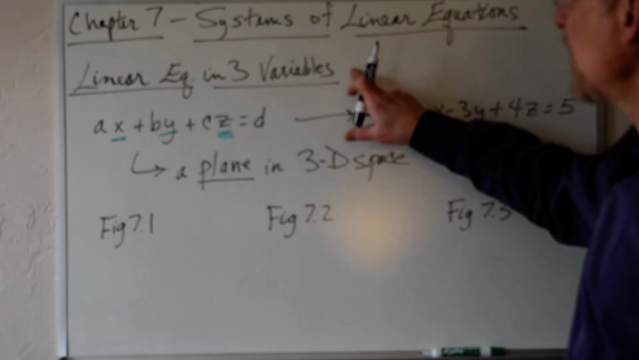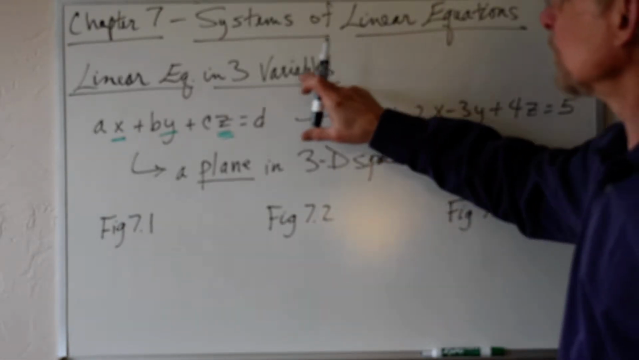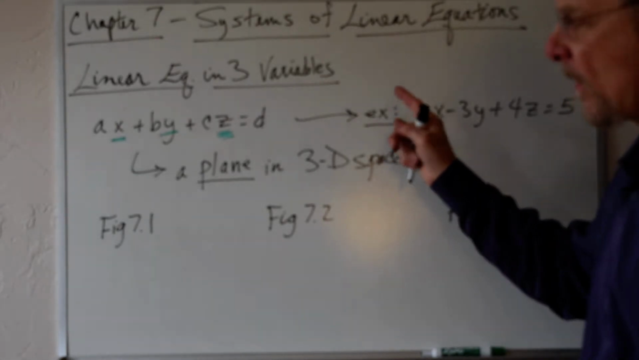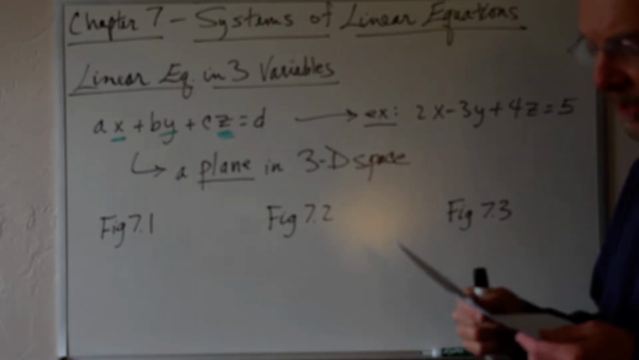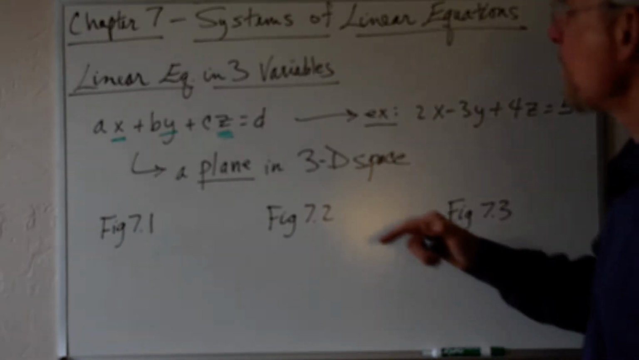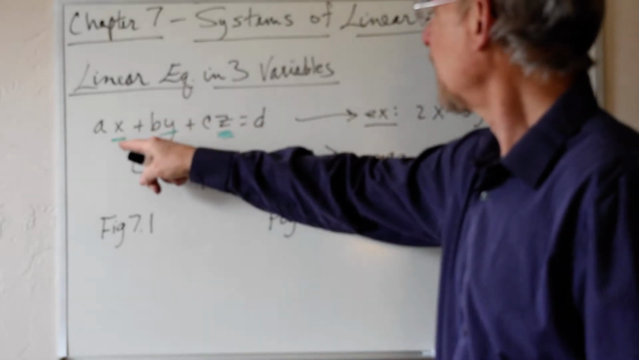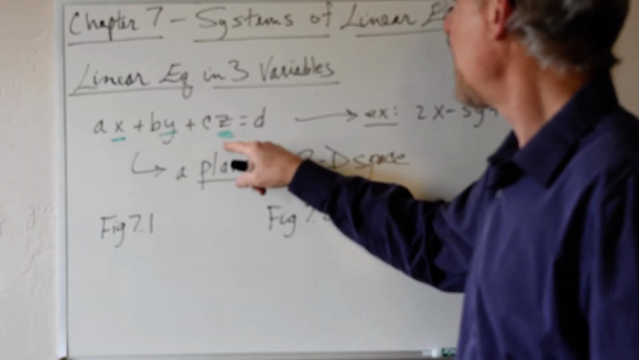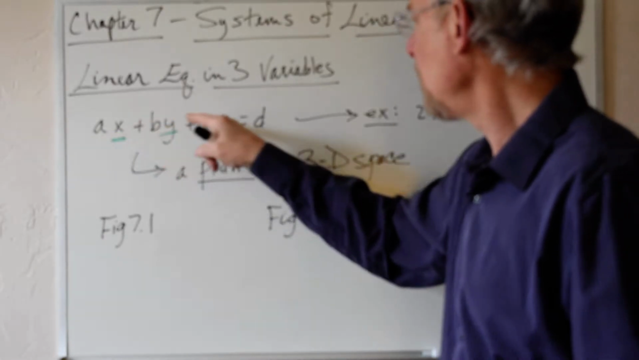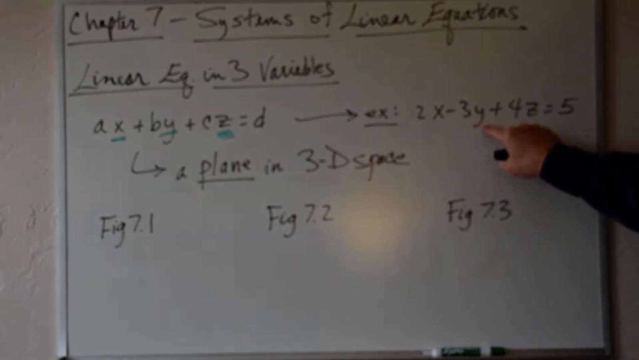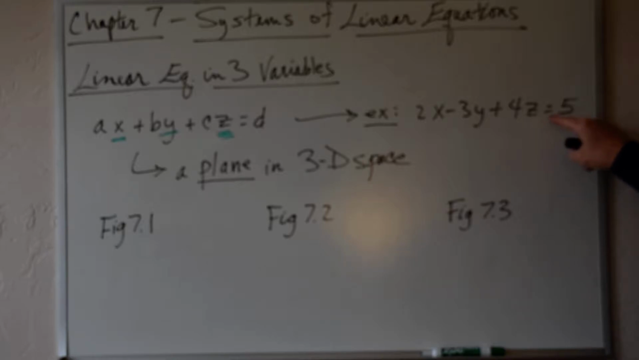Okay, let's step it up a notch today. Let's introduce a 3rd variable. Now this is all in your toolbox on page 509. Here's a linear equation in 3 variables, x and y, and now z. A, B, C, D, they're just constants. So an example would be 2x minus 3y plus 4z equals 5. That is a linear equation in 3 variables.